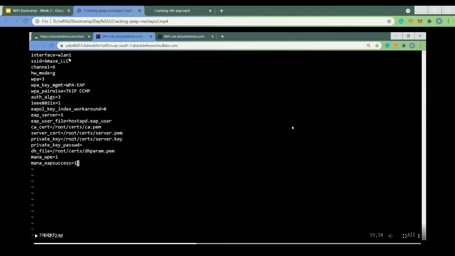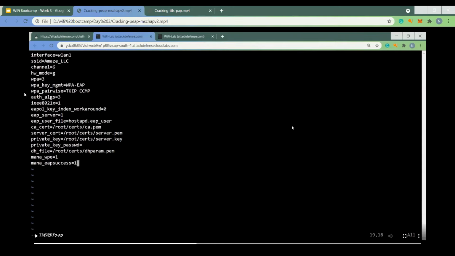So we are going to use WLAN 1. The SSID is amaze_LLC. The channel is 6. It doesn't really matter what channel number you use. You can use any one of the channels, because there is no other network there. So any channel you operate on, the client is going to come and latch on to you as long as you have the proper SSID.